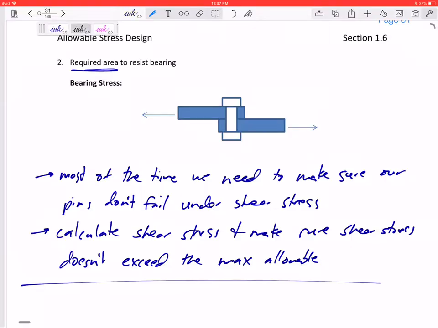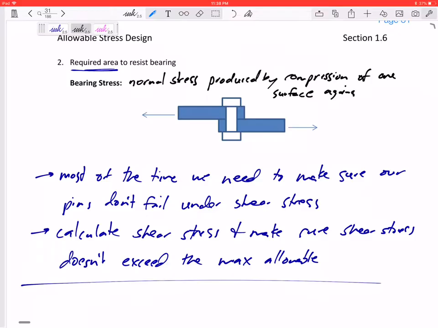Okay, so bearing stress is the normal stress, not the shear stress, but the normal stress produced by the compression of one surface against another. I like to think of it as kind of a crushing failure or a crushing stress.